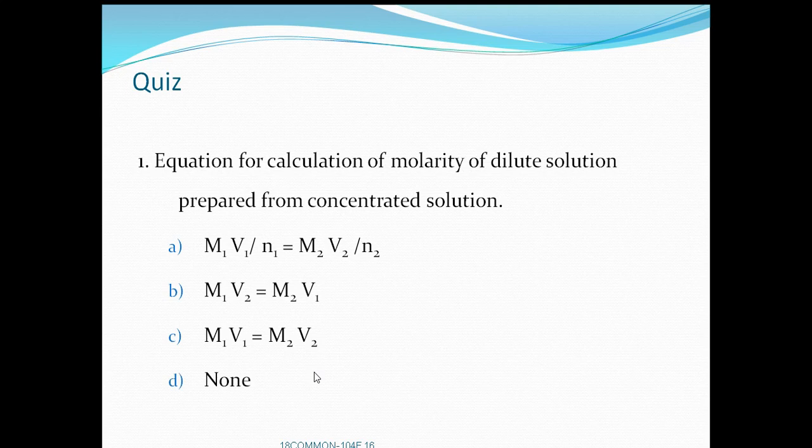See here, which one is the correct answer? What is the quiz question? The equation for calculating the molarity of a dilute solution. So we can say it is the dilution law. So what is the answer? M1 V1 equal to M2 V2. This is the equation used to calculate the diluted solution concentration or volume. Okay, same like that.